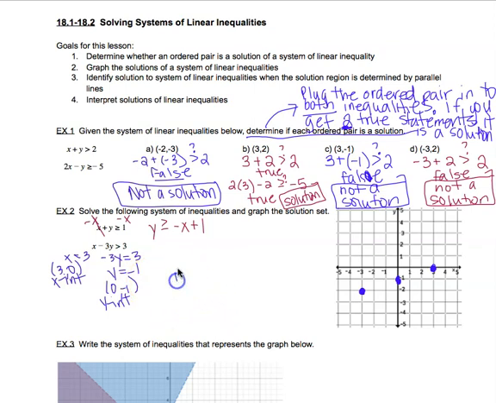So remember, step 1, plot points. Step 2, solid or dashed. In this case, because it's a plain greater than, that means it's going to be dashed. So connect those points with a dashed line. And then I need to determine shading.